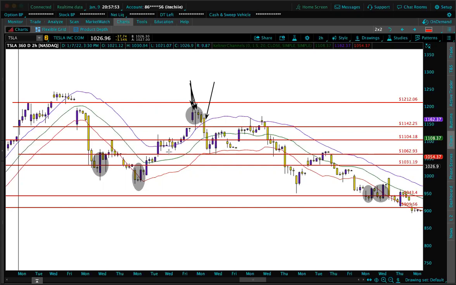Now what happens there? We have support there. If you go all the way back, there's more support over there. We have a support here. This is going to act as a strong support. So I'm going to definitely get long here. My first target is going to be that 1104. So you're looking for a 40-point move from here, or a 42-point move.